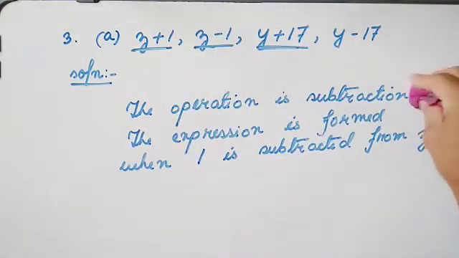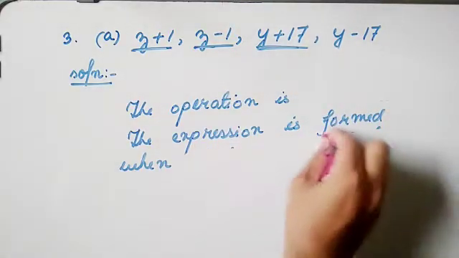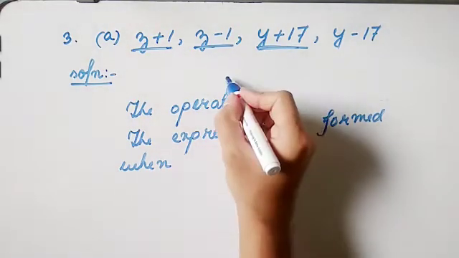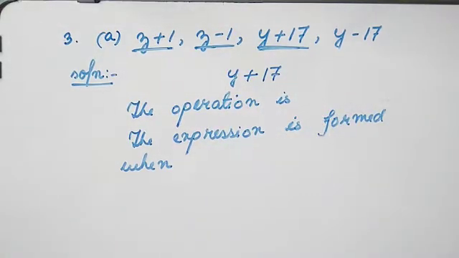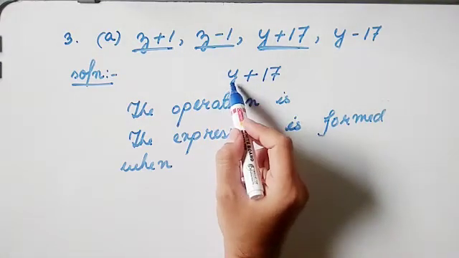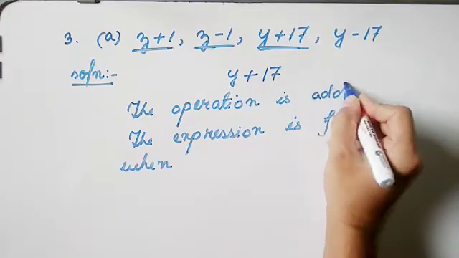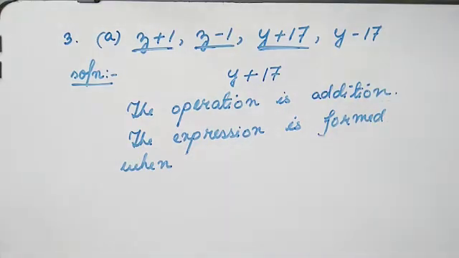So instead of z, our next expression involves, first of all, let me write this answer. Okay, so our next expression is y plus 17, right? This is our next expression. Before finding how this expression is formed, first we have to find the operation, right? So the operation used in this expression is, yes, it is addition. It's very simple, right? Then how is this expression formed?